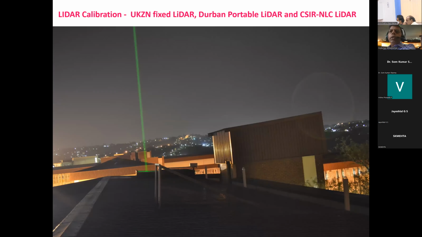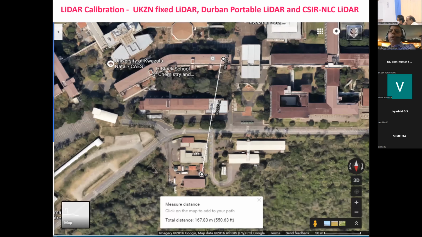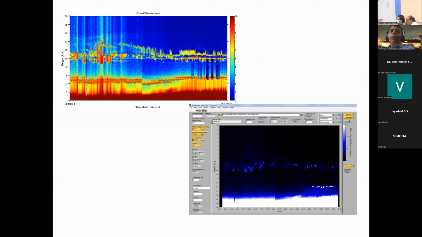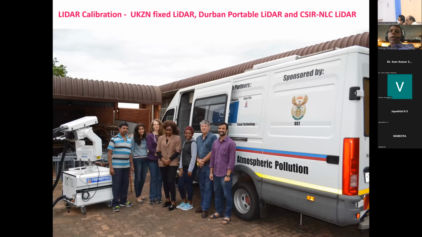So this is the distance between the two lidars, or three lidars, which have been located in the same campus. It's about 167 meters. This is where the fixed lidar is located, and on the other side is where the mobile lidar and the portable lidar were located and operated. You can see the two laser beams moving in the same locations. These are some of the return signals, and this is from my team. In that way we have calibrated the system.